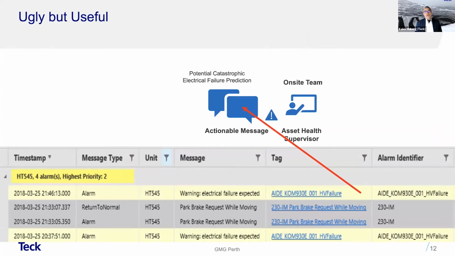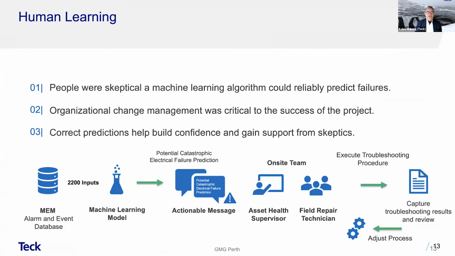And while we have been doing a lot of analytics and on-site analytics, the actual interface to the asset health supervisor has been quite simple. And it's ugly but useful, and it actually fits right into what they have been doing all along. And that, I think, is key: do the things that people have been doing all along and tell them that this is a little bit special. And it's a little bit special because people were skeptical the machine learning algorithm could reliably predict failures.